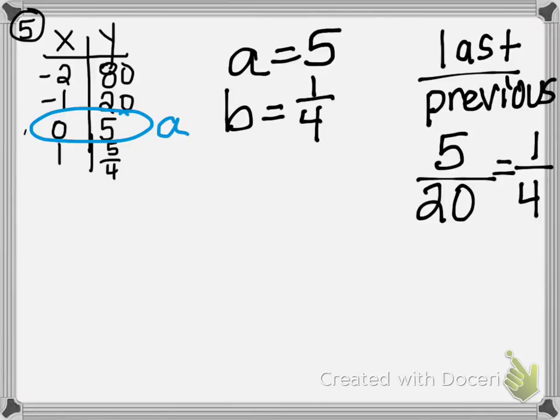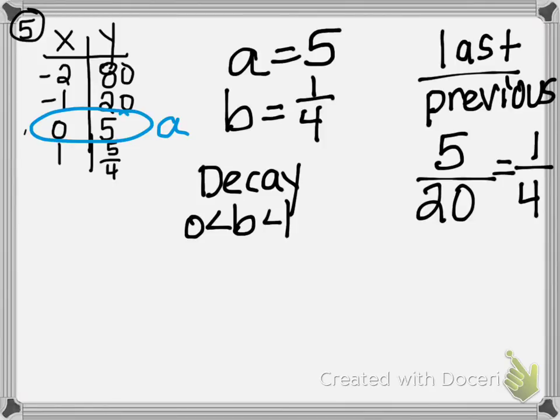So the first thing I should be able to tell is that this is a decay problem, and it's decay because my base is between 0 and 1. And when I actually put this together as the equation, it's y equals 5 times 1/4 raised to x.